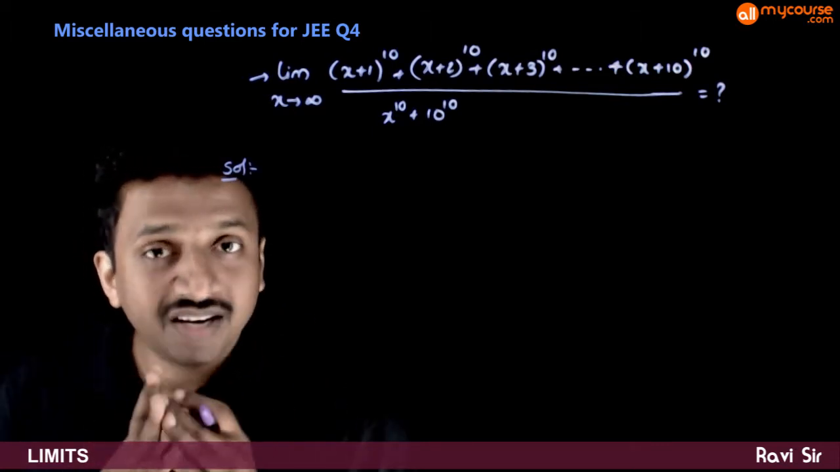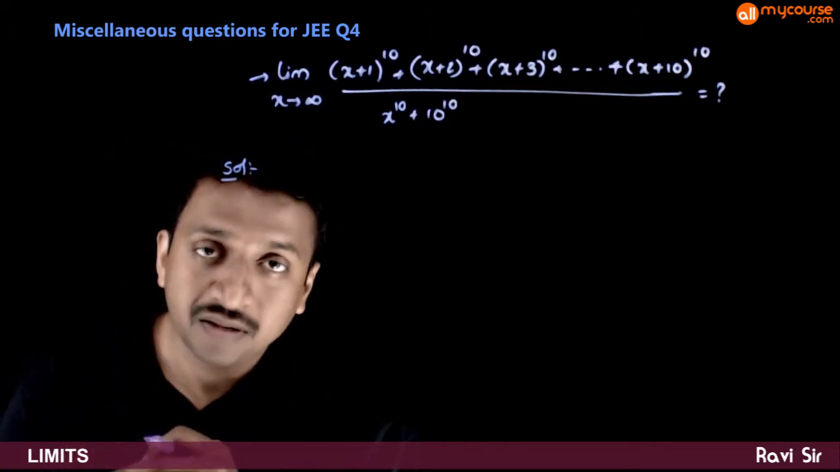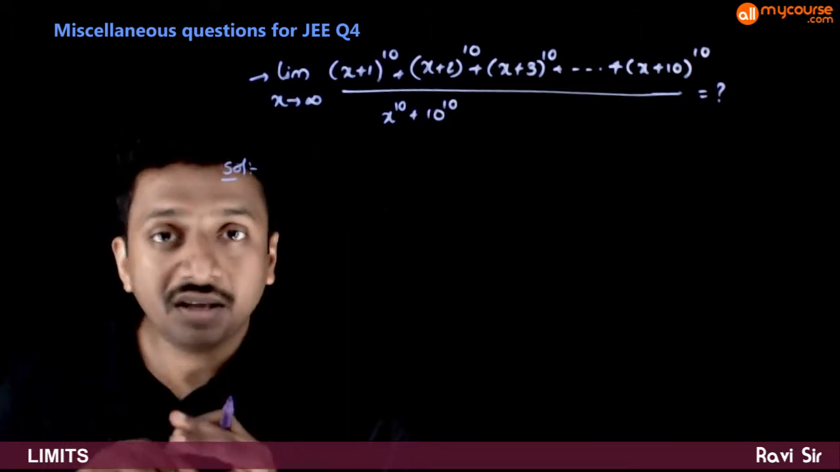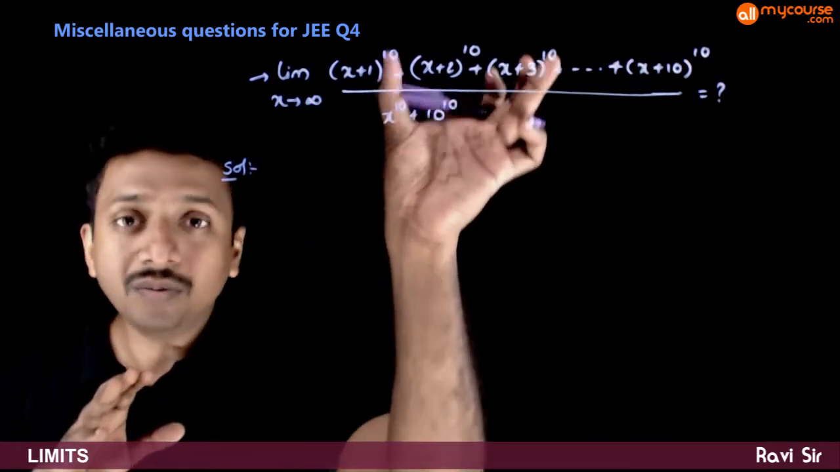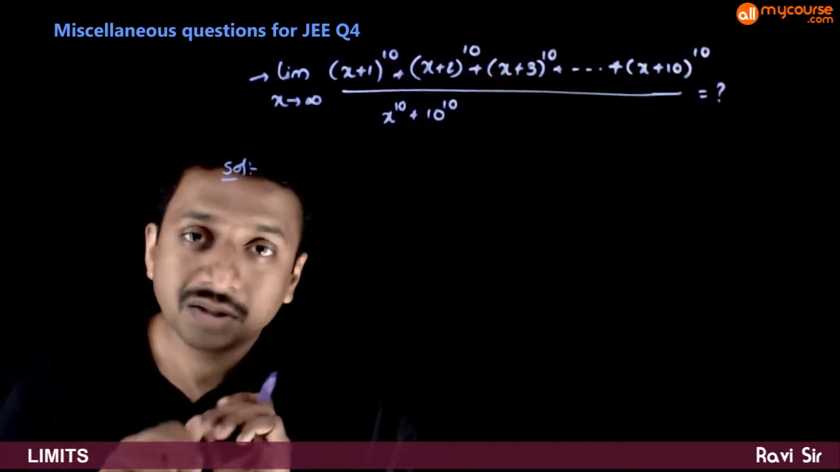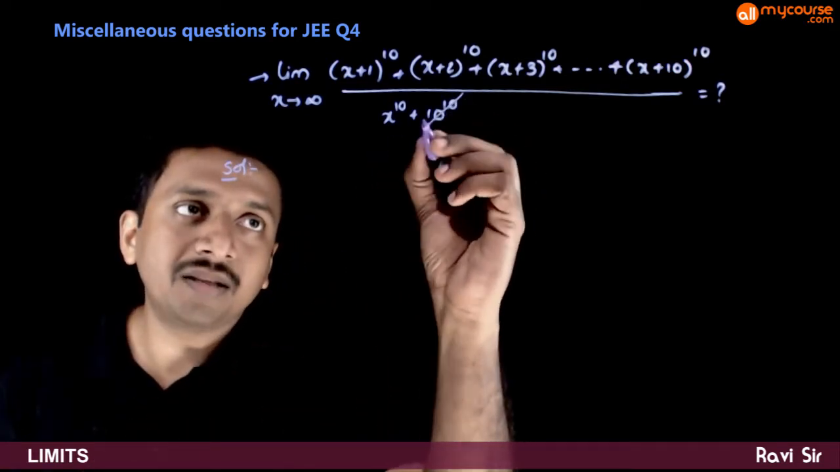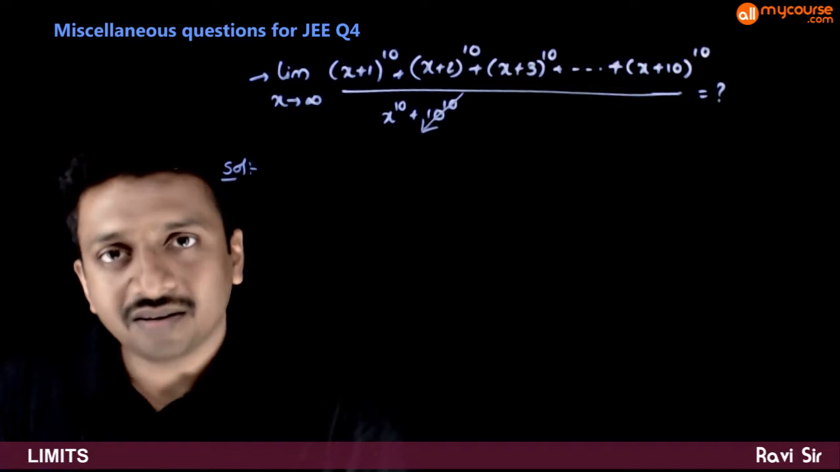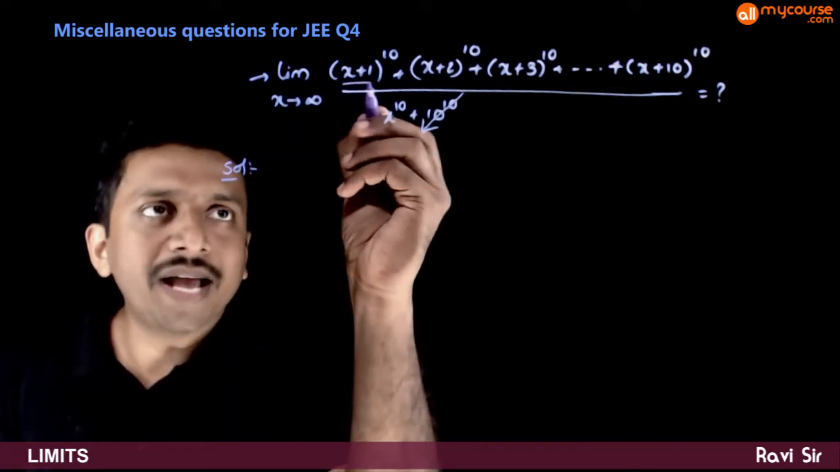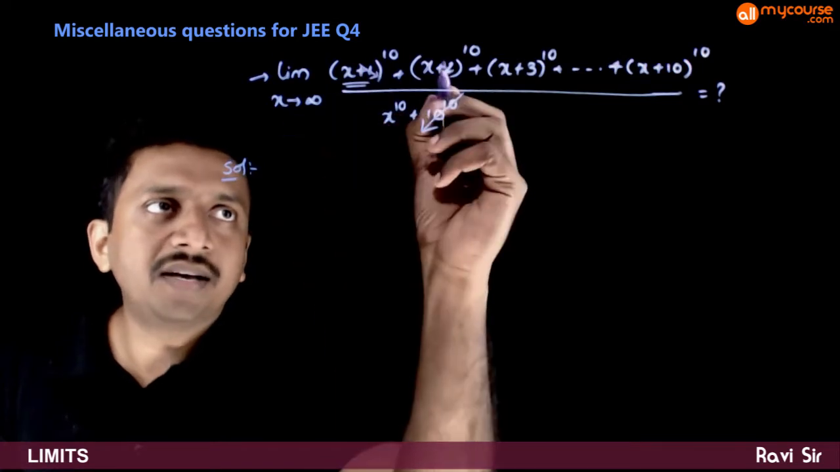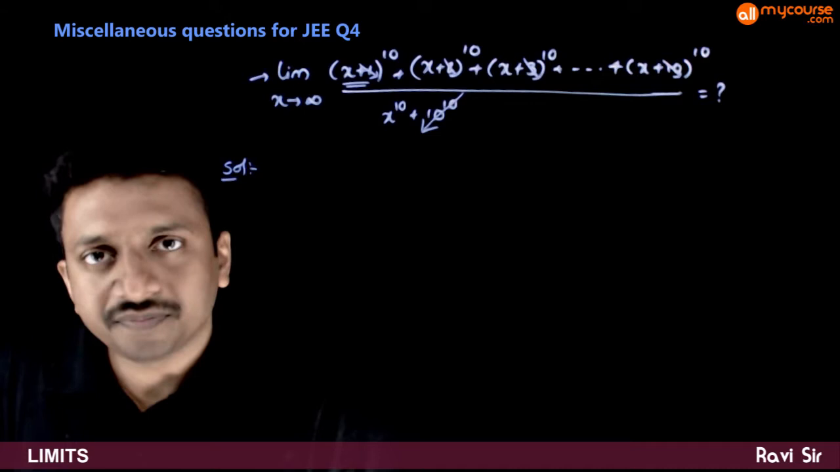This can be very easily done using our shortcut as x tends to infinity. We know that as x tends to infinity, only the highest power of x matters, because this is an infinity by infinity form. So only the highest power of x matters. In x^10 + 10^10, the 10^10 can be neglected, because x is going to infinity. And among x and 1, the 1 can be neglected, 2 can be neglected, 3 can be neglected, 10 can be neglected.